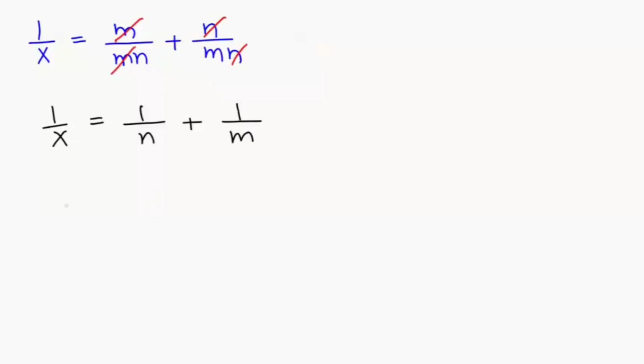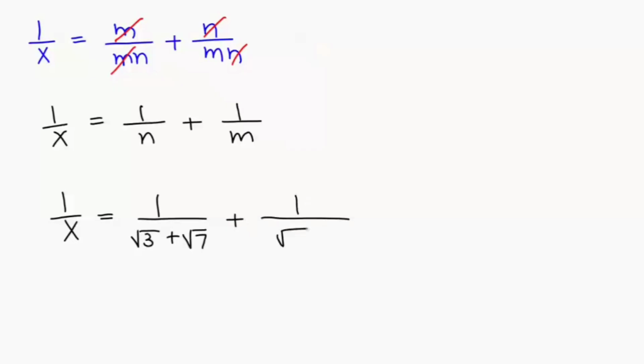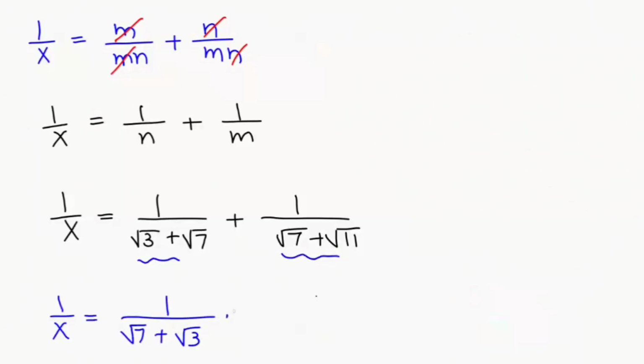So the next expression we'll get here: 1 over x is equal to 1 over n. And the value we have is root of 3 plus root of 7, plus 1 over root of 7 plus root of 11. Now in the next step, I am going to rationalize both the denominators. I'm going to write 1 over x is equal to 1 over this. I'm going to write the bigger value first, root of 7 plus root of 3, times root of 7. I'm going to rationalize, so I'm going to change the sign here, over root of 7 minus root of 3.